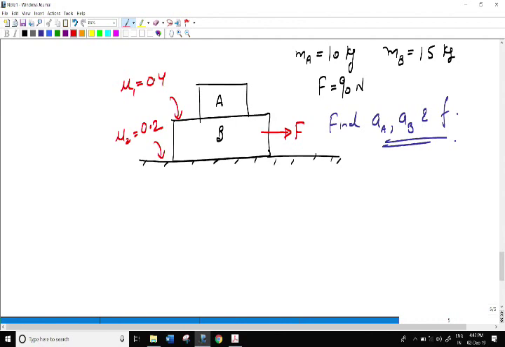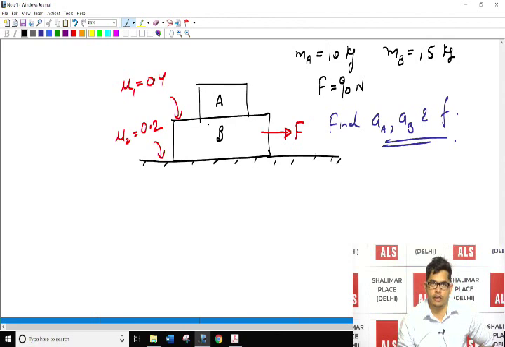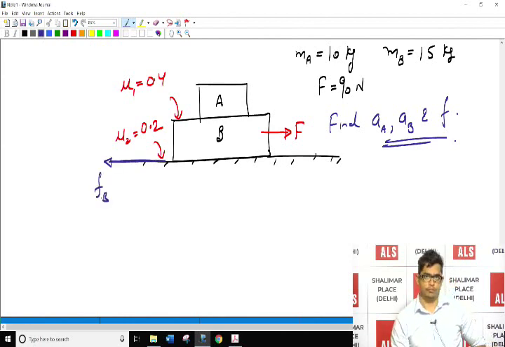Acceleration of A is 0.25 and B is 3 meter per second square. Okay guys, now in this question, first of all, you have to see whether the blocks will move or not, because it is possible that they will not move at all. Acceleration will be 0, because on the lower block, since it is rough now, there will be a force of friction on B, let's call that FB. Now this FB might be large enough to overcome this F.